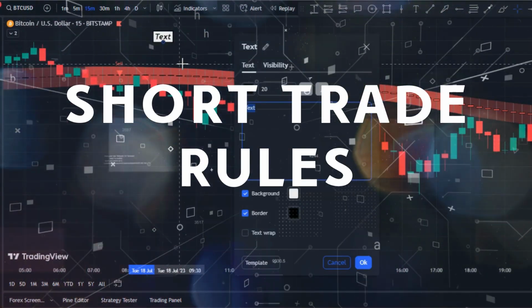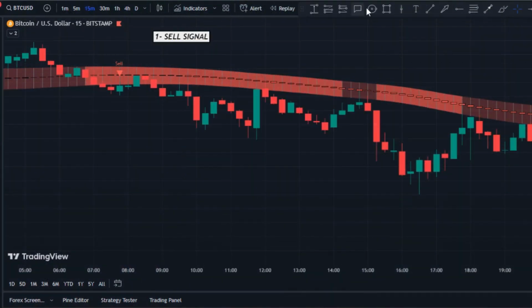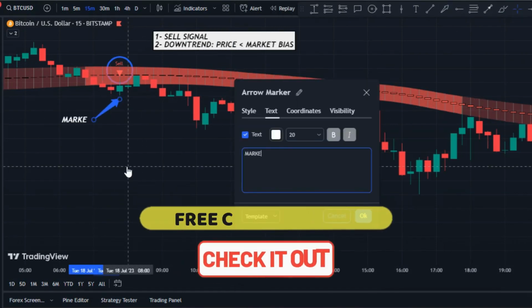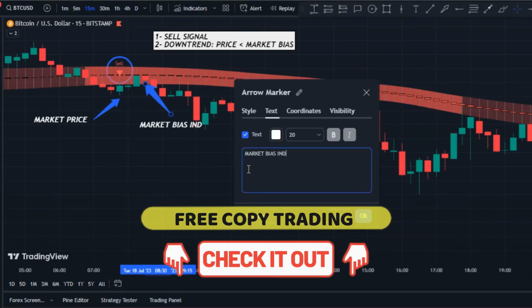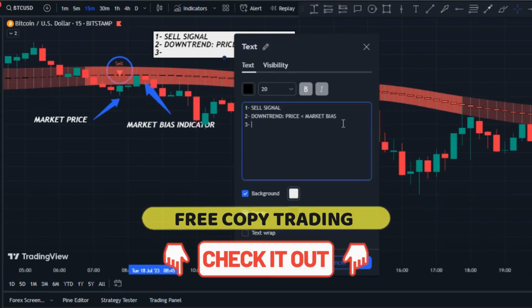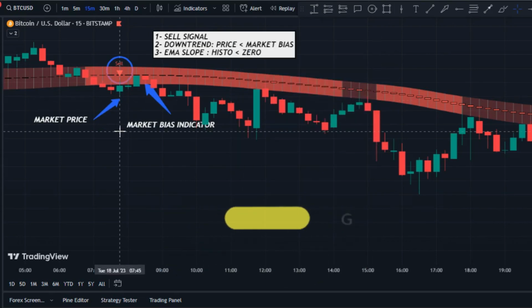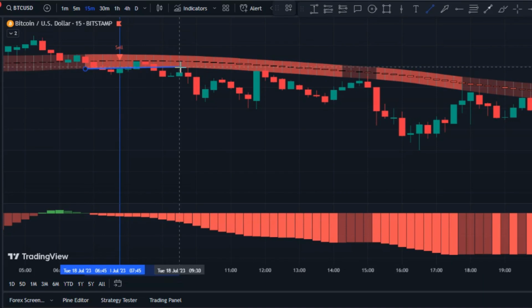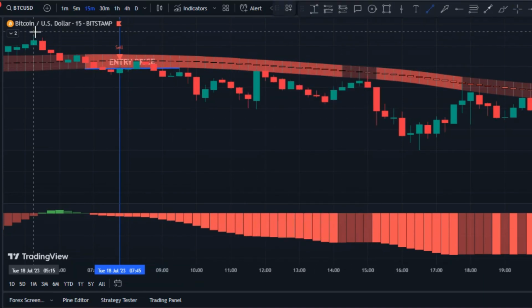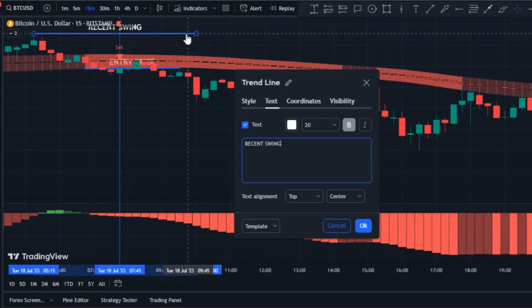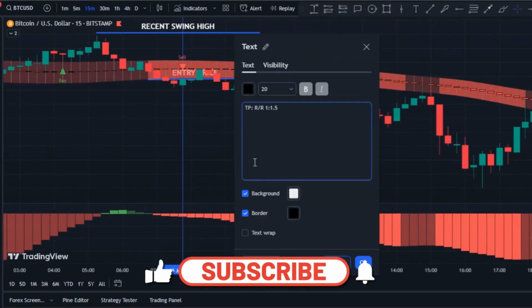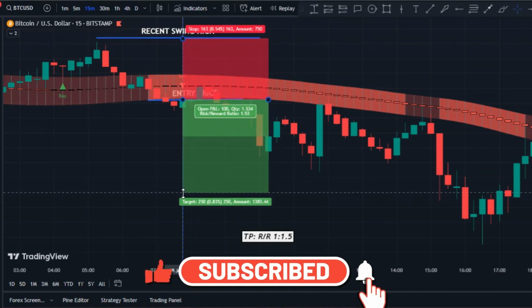And to initiate a short position, we need a sell signal to be present on the chart. Moving forward, this sell signal should align with a downward trending market, indicating that the price is below the market bias indicator. Next, the oscillator's histogram should be below the zero line to validate the sell signal. With all these conditions aligned, you're ready to open a short position. For managing risk, you can consider using the recent swing high as your stop loss level. Lastly, to secure the profits, contemplate employing a risk-reward ratio of 1 to 1.5.